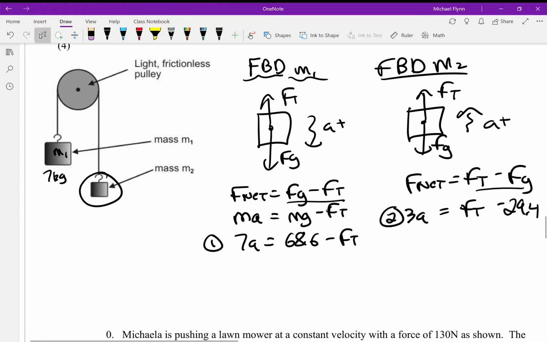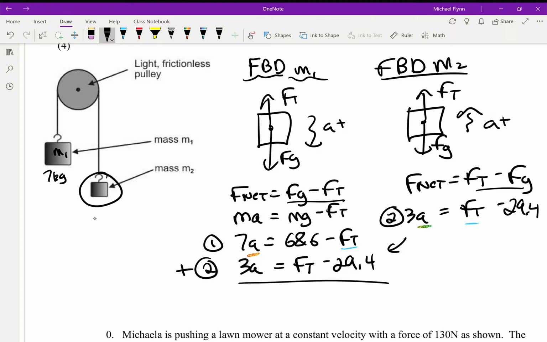Now you've got a system of equations. There's 2 unknowns. A is one unknown, and Ft is the other unknown. Okay, so 2 equations, 2 unknowns. You can use whatever method you want, but I like to use elimination. So what I'm going to do is write equation number 2 over here, just equation number 2 written again, and I'm going to add the equations together.